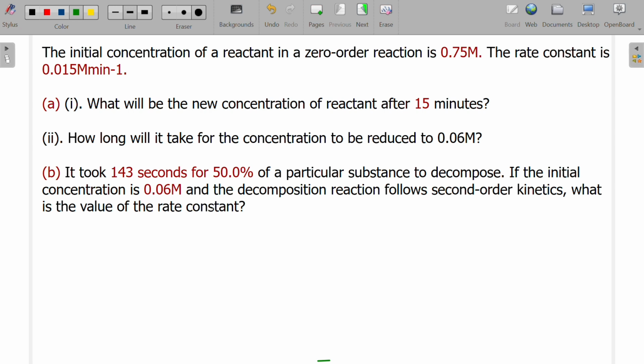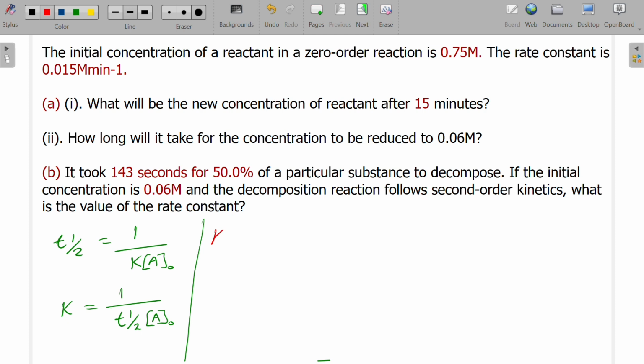The half-life for second order is given as t half is equal to 1 divided by k multiplied by the initial concentration of the substance. So in this case, making k the subject of the formula, k will be equal to 1 divided by the half-life, t half, multiplied by the initial concentration. So this is the formula we use to find our k value.